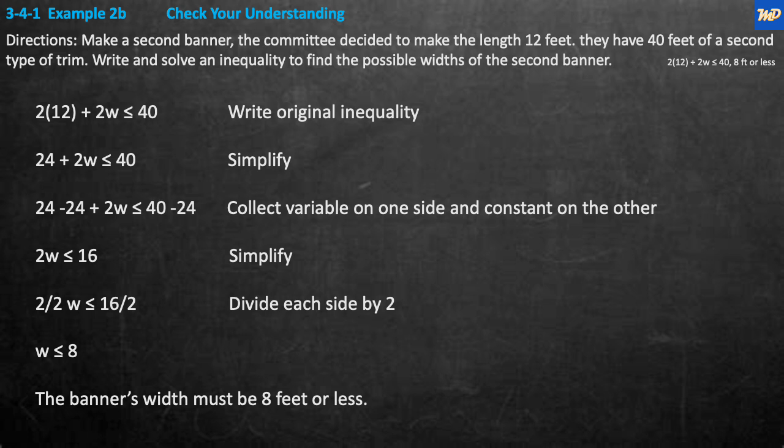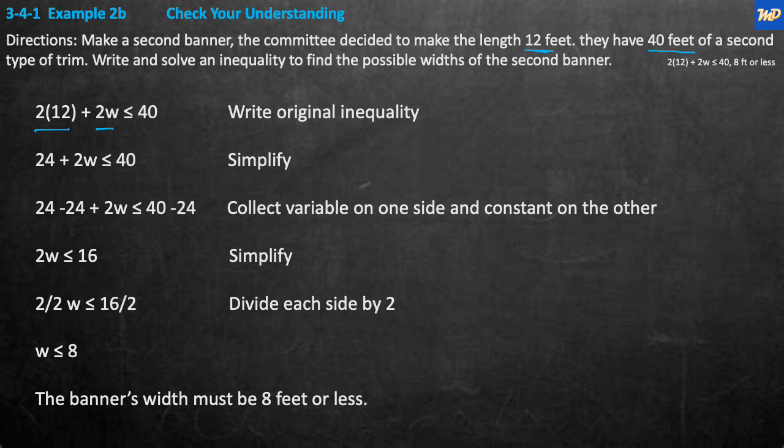So what do we know? We know that we have a 12-foot length, right here, and the perimeter is 2L plus 2W, same as before. So 2L, 2 times 12, plus 2W, because there's two widths on the banner. We don't know what the width is, and it has to be less than or equal to 40 feet. Here it is, less than or equal to 40 feet, because that's the maximum amount of trim they have of the new trim, or the second trim. Simplify, we get 24 plus 2W is less than or equal to 40, our new length of trim.